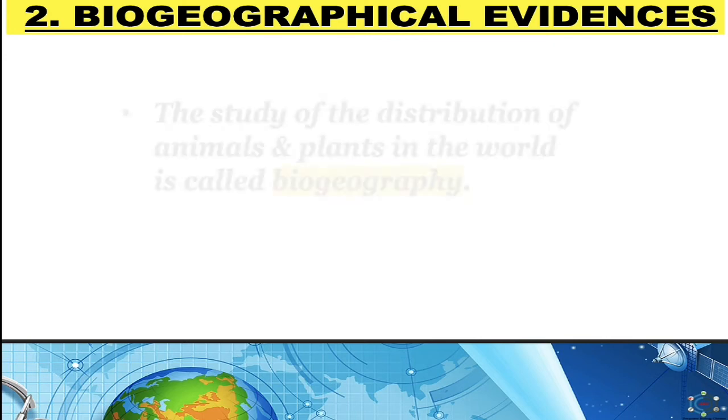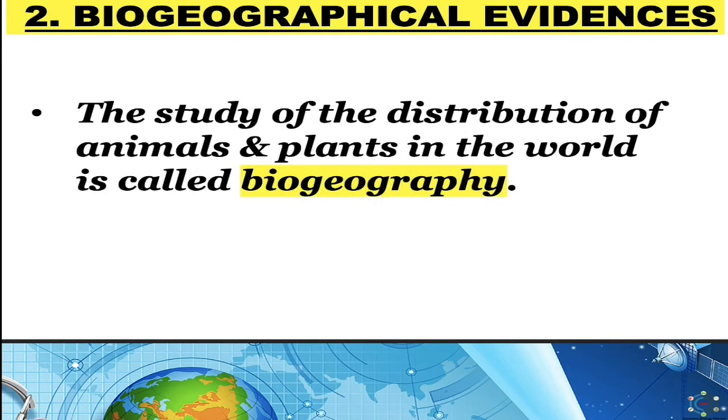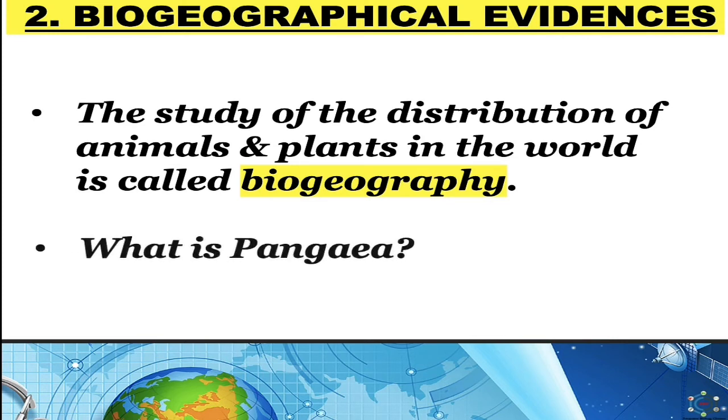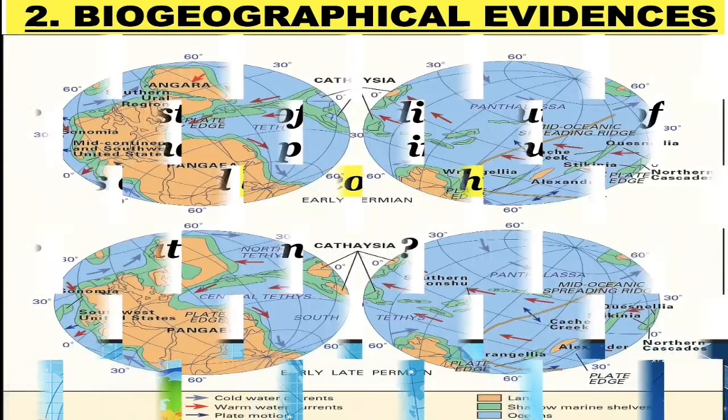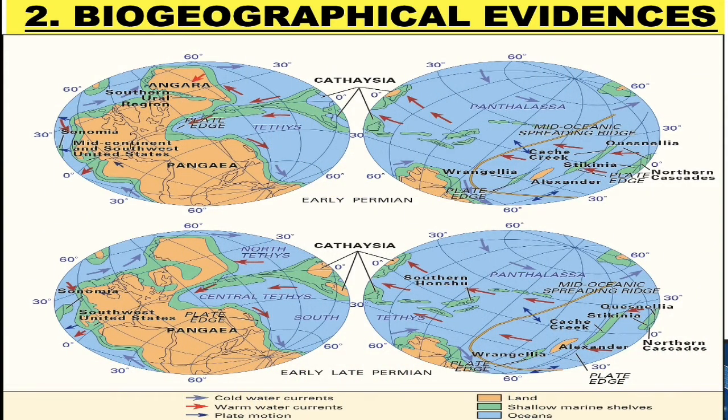So what are the biogeographical evidences? The study of the distribution of animals and plants in the world is called biogeography. Now, what is Pangea? Pangea is held that near the end of the Paleozoic era, all the present-day continents formed a single large irregular landmass which is called Pangea.